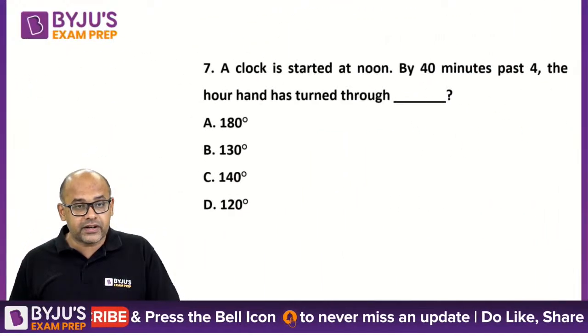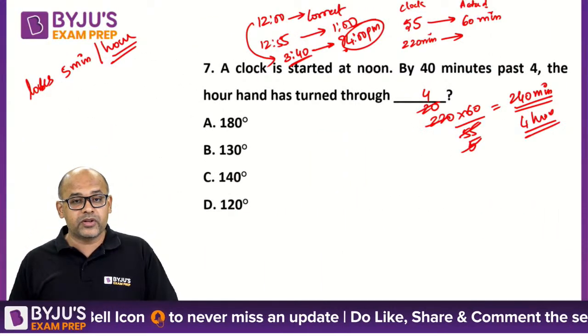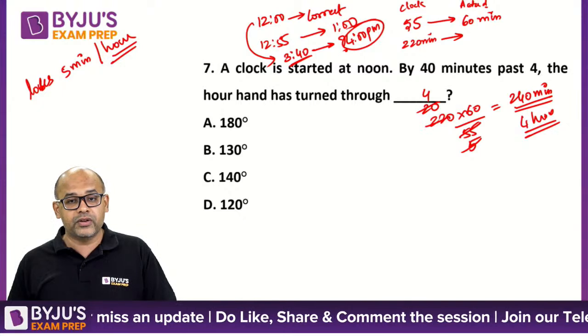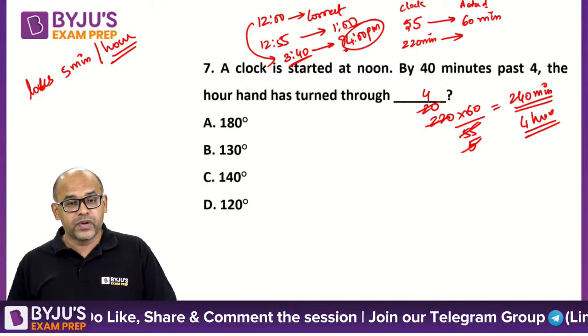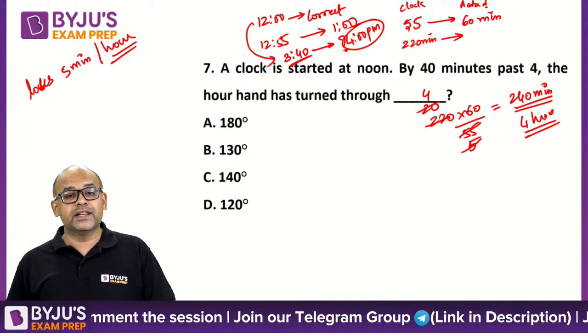Okay, Vicky is asking a question. Can't I say per hour it's losing 5 minutes, so for 3 hours it would lose 15 minutes by the unitary method? Isn't it simpler? No, it isn't like that.